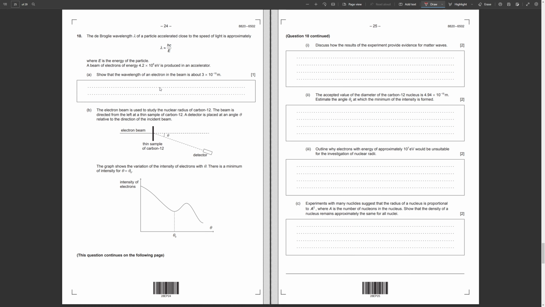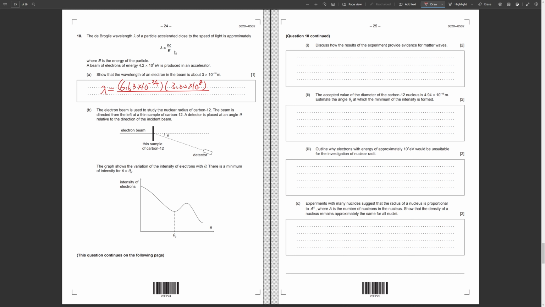Question 10, you're given an equation, and using all the given numbers, you should get part A very easily. Let's begin with making the correct substitution. Planck constant is given in your formula sheets. And then c is the speed of light in vacuum. It's 3.00 times 10 to the power of 8.